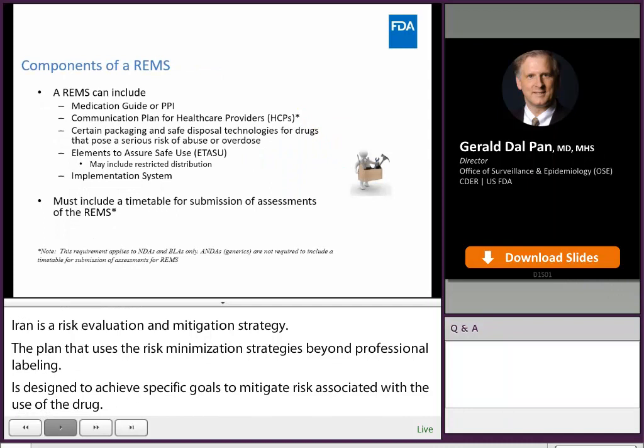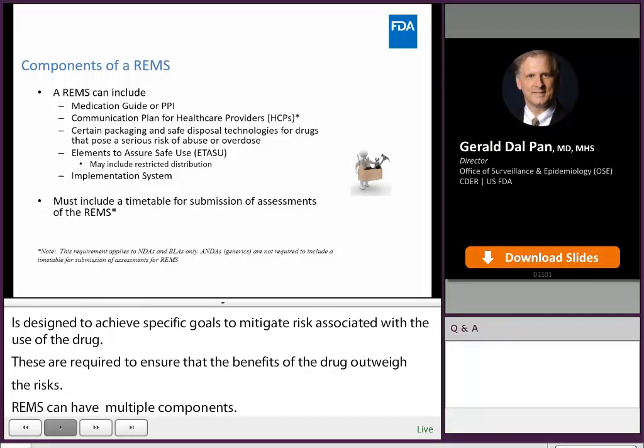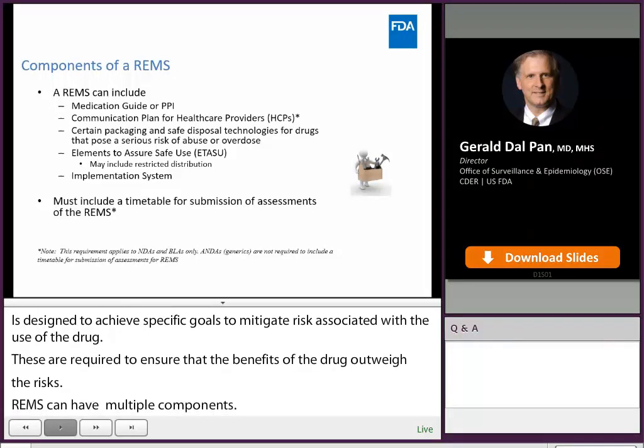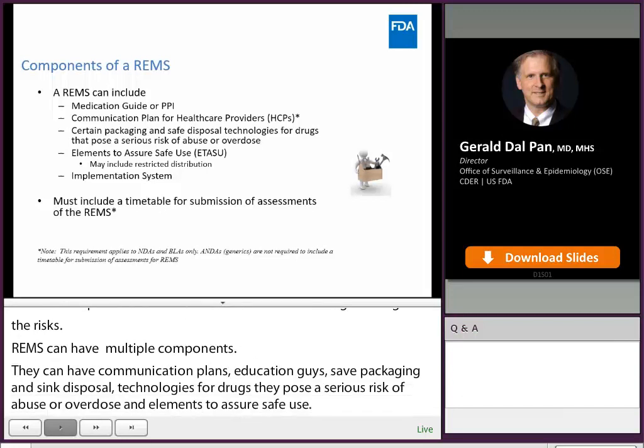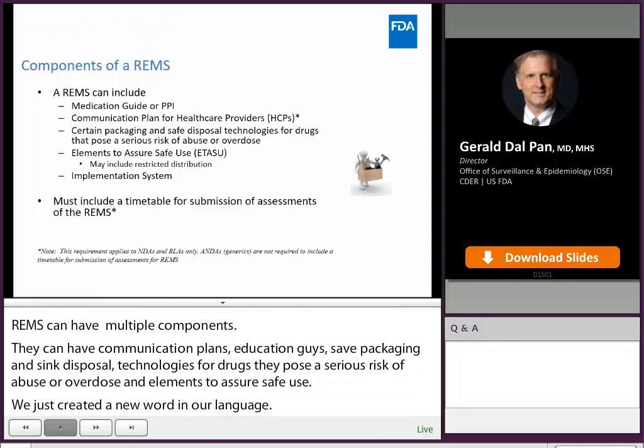They can include medication guides, communication plans, certain packaging and safe disposal technologies for drugs that pose a serious risk of abuse or overdose, and elements to assure safe use, which has created a new word in our language, ETASU, and in some cases an implementation system. They also have to include, very importantly, a timetable for submission of assessment of the REMS.